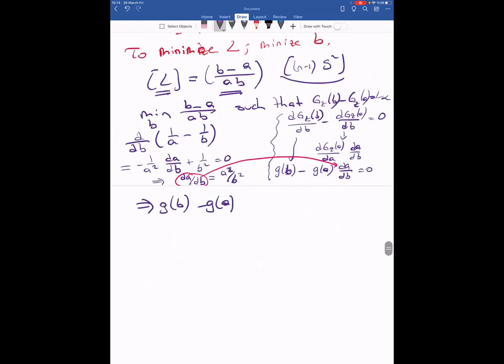So dA and dB is A squared over B squared. Okay, equated this to 0. So then what we have here is GB times B squared equals GA times A squared. So we have such a relationship between the values. So this is the PDF of chi squared with n minus 1, where G is the height of the PDF at points B and A.